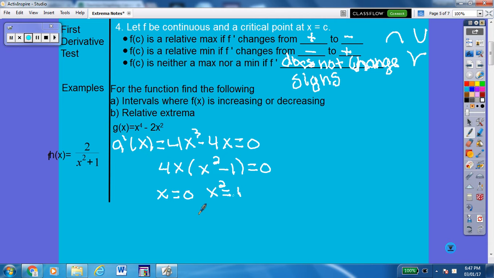So this is going to give me two answers for a total of 3, plus or minus 1, when you take the square root of both sides. Okay, so these are my CPs right here.